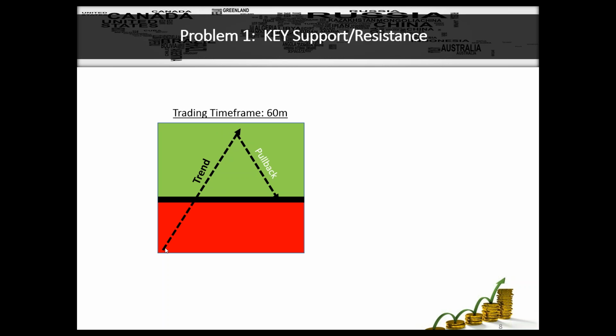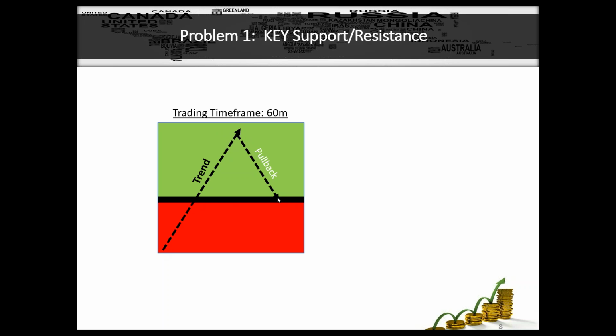Okay, you have a trend that was bearish, broke a resistance, and started a bullish trend that went all the way up. Then all of a sudden a pullback starts occurring, and you're pulling back to this black line here, which you recognize to be a major support. Okay, so you recognize this black line here to be a support.